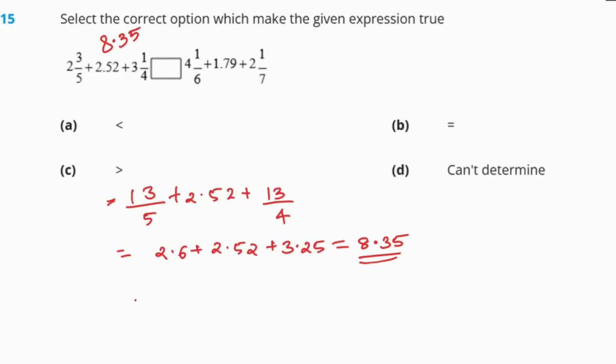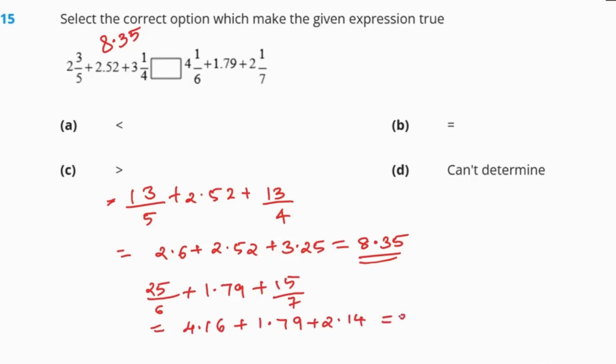And the second one, 4 1 by 6. Converting into a fraction, 6 into 4 is 24 plus 1, 25 by 6. Then plus 1.79 plus 2 1 by 7. 7 2s are 14, plus 1, 15 by 7. Converting into decimals, we get 4.16 plus 1.79 plus 2.14, which is approximately 8.09.